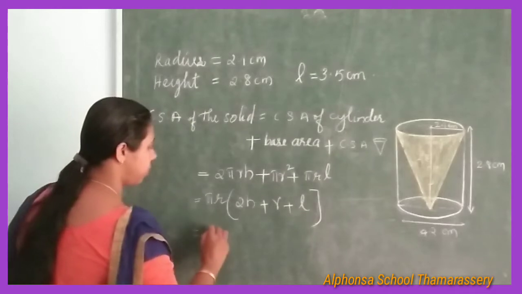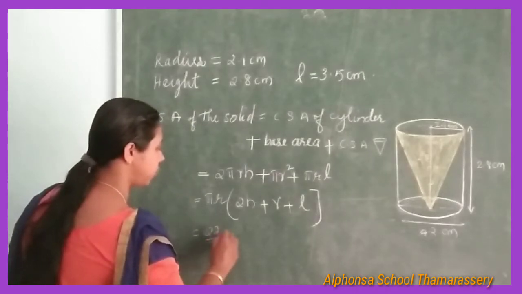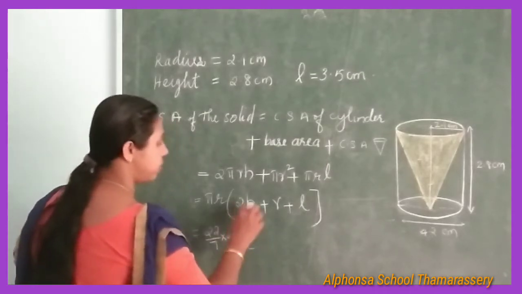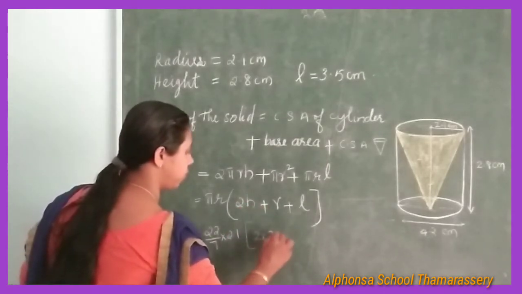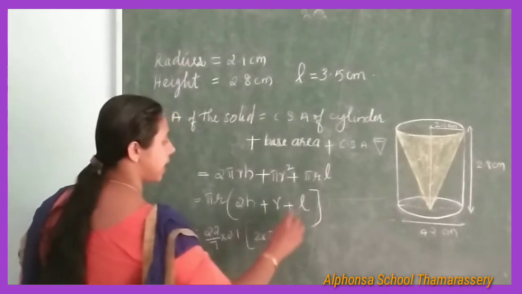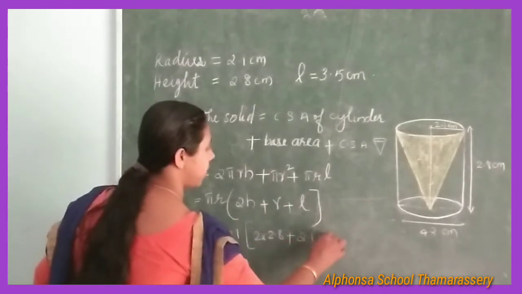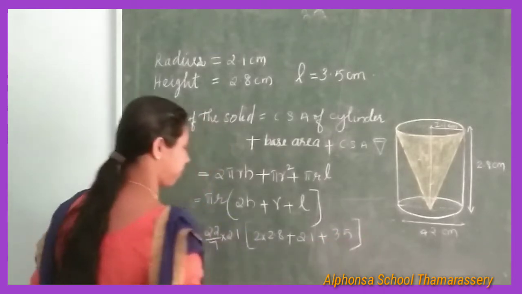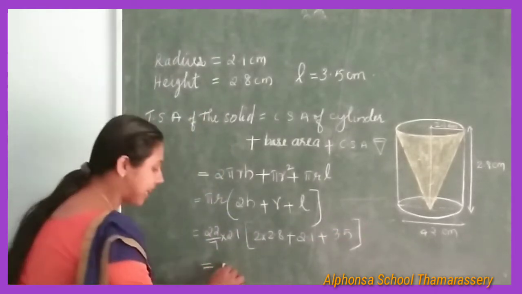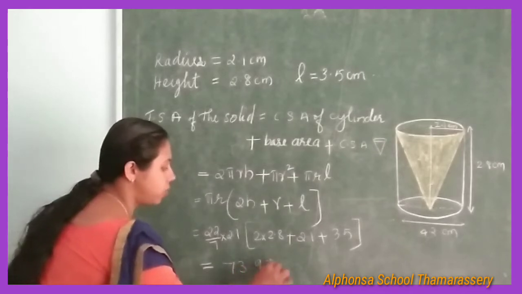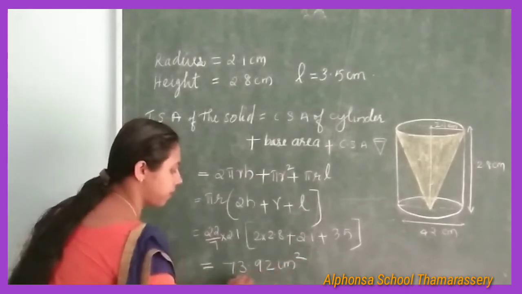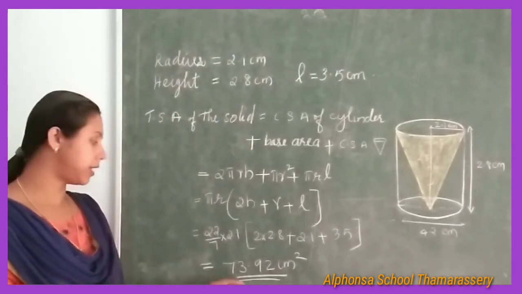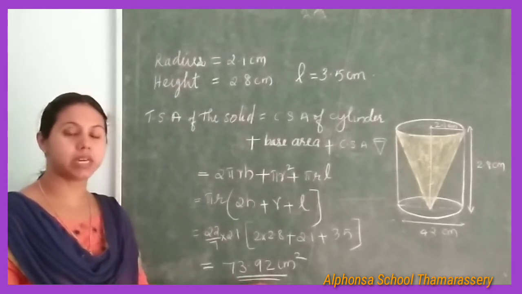That is equal to 22 by 7 into radius is 2.1 into 2 into height, that is 2 into 2.8, plus radius 2.1 plus slant height 3.5, which is equal to 73.92 centimeter square. So area of the total surface area of the remaining solid is 73.92 centimeter square.